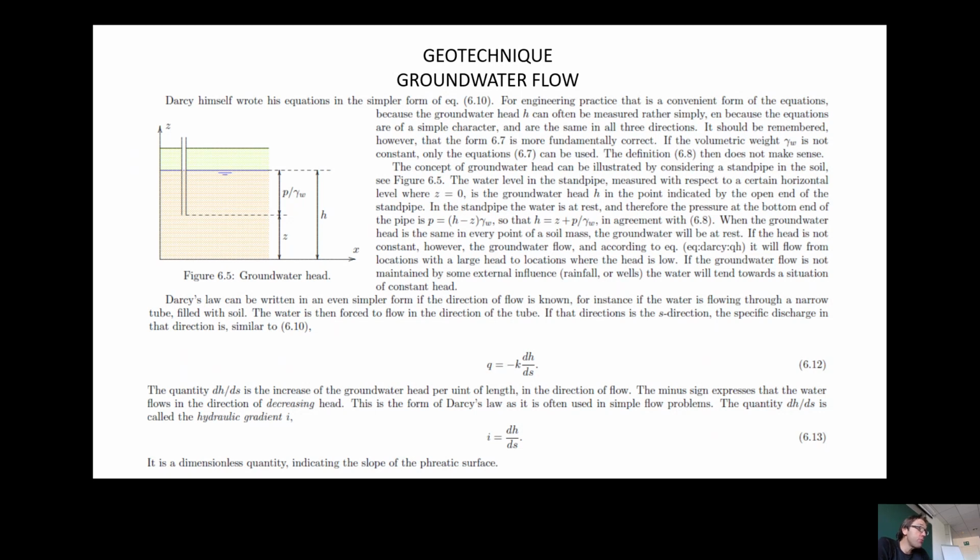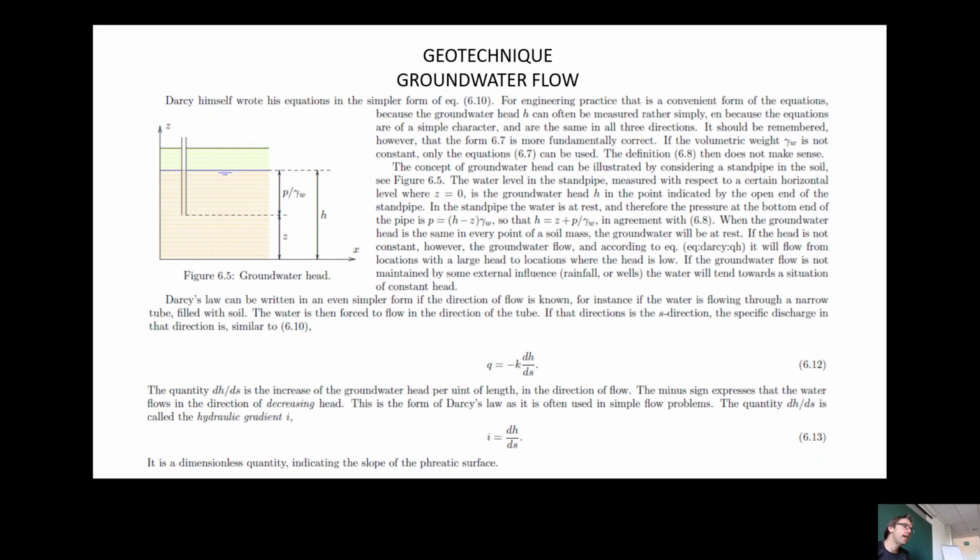So Darcy law can be written in this even simple case. Consider the direction of the flow, that in this case is the S direction, the Z direction. We can write this relationship with only the Z. So we can write Q equal minus K permeability dH ratio ds, where dH ratio ds is what we can call the hydraulic gradient, that represents, in the direction of the flow, the increase of H per unit of height.